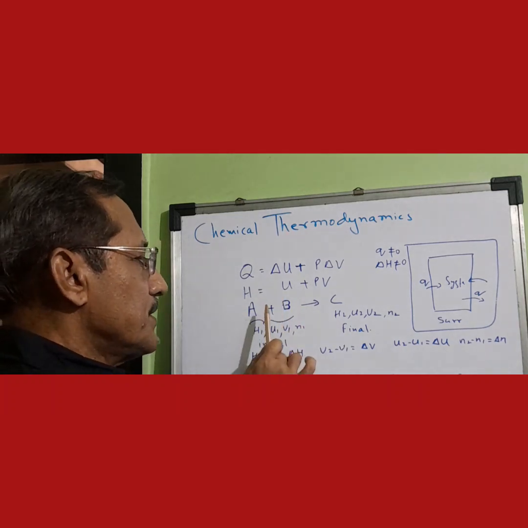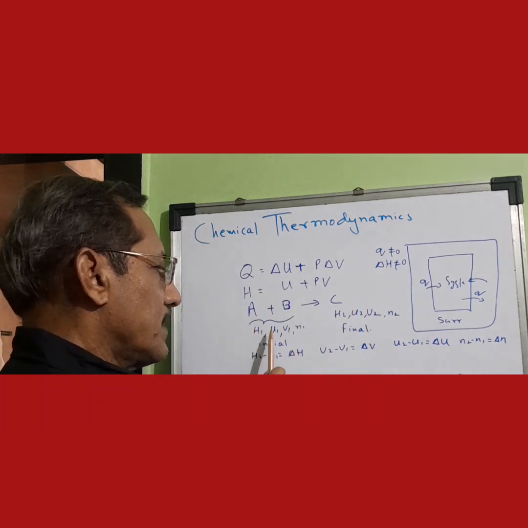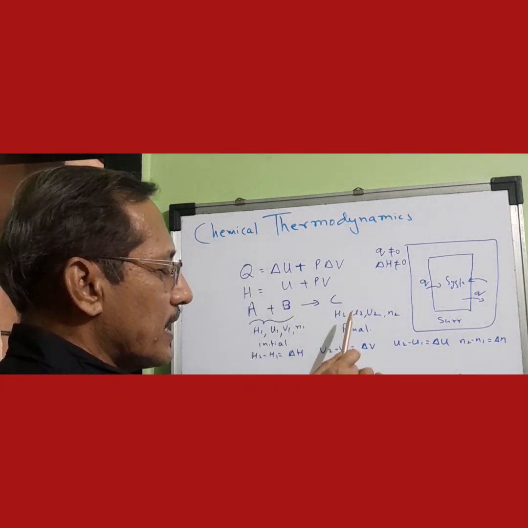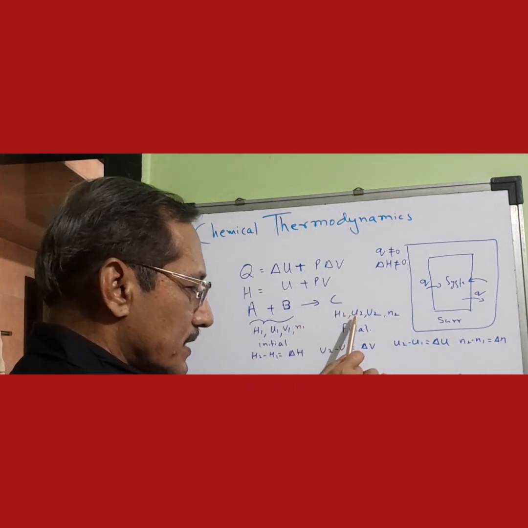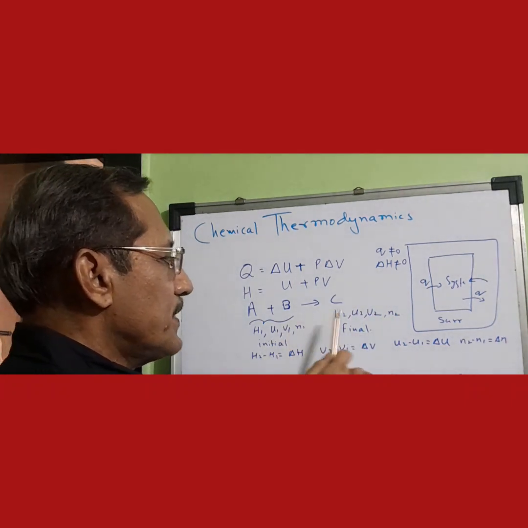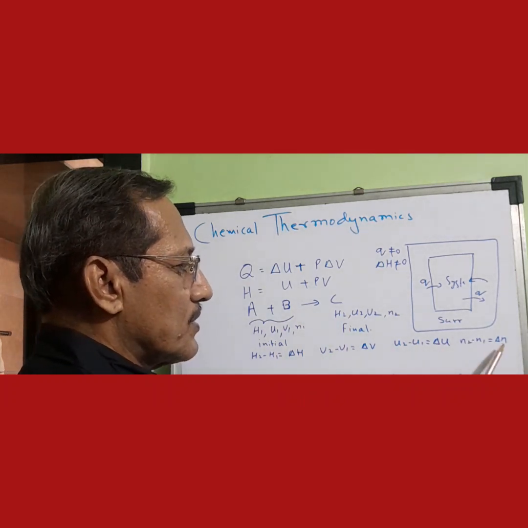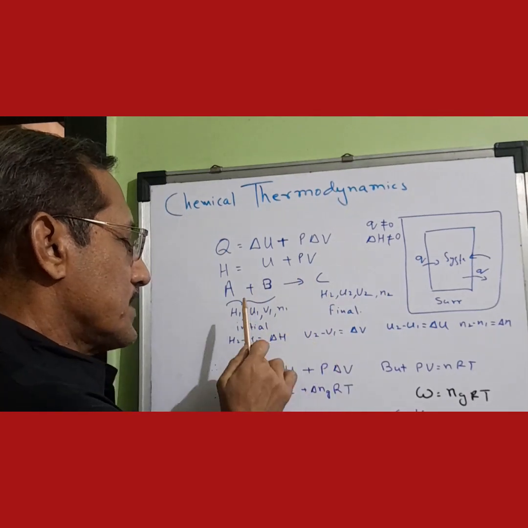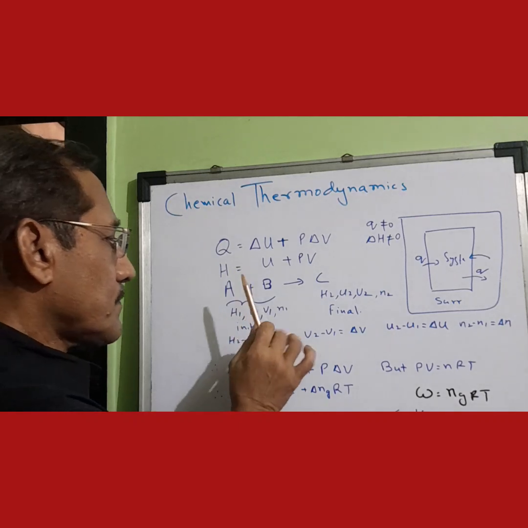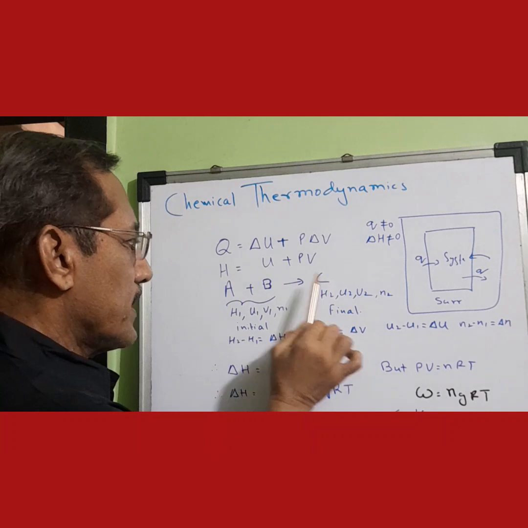Now this is initial and this is final. So initial has its enthalpy, internal energy, volume and number of moles. Similarly, final also has its enthalpy, internal energy, volume and number of moles. If we take the difference between these two, it would be del H, del V, del U, del N. That is final minus initial of the respective parameters. Got it?